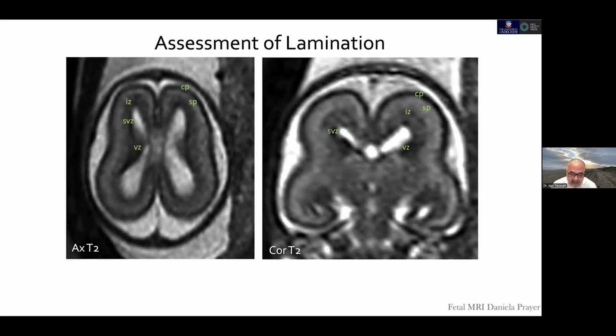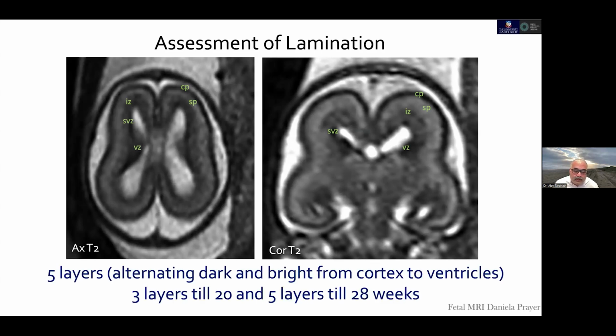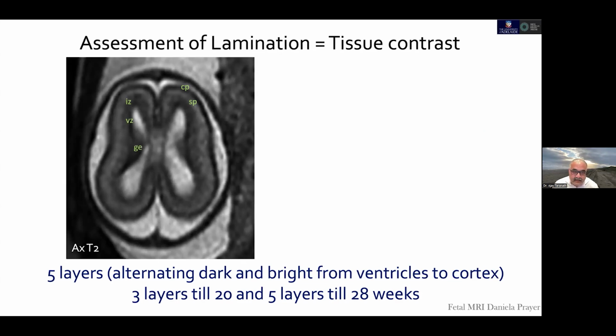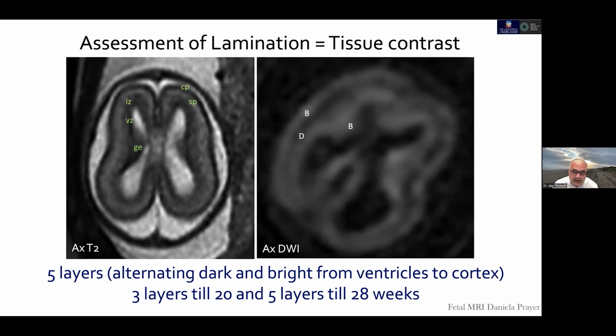You will notice a stark difference between the image put up by Camillo and mine. We do our scans on 1.5 Tesla. So until 20 weeks of gestational age, we discern 3 layers. After that, from 20 to 28 weeks, it's 5 layers. And on the diffusion weighted imaging, we are able to appreciate alternating bright, dark, and bright laminae. Obviously the bright foci are those areas which are cell rich, and the dark is the one that is cell sparse and probably made of extracellular matrix.